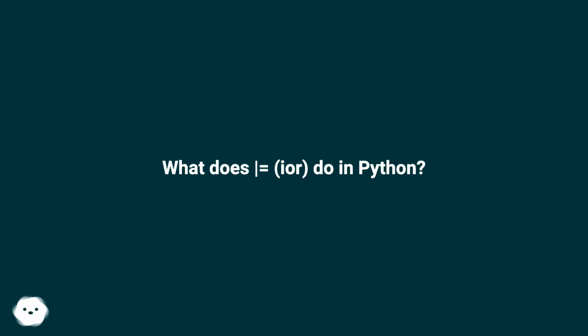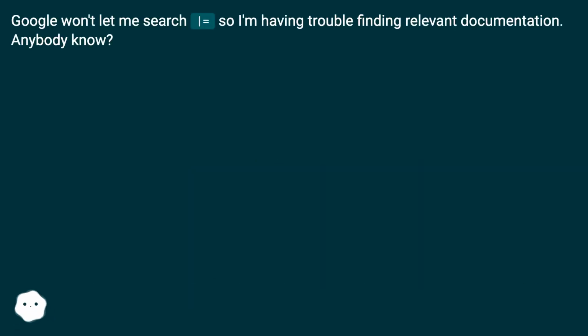What does |= do in Python? Google won't let me search "|=", so I'm having trouble finding relevant documentation. Anybody know?